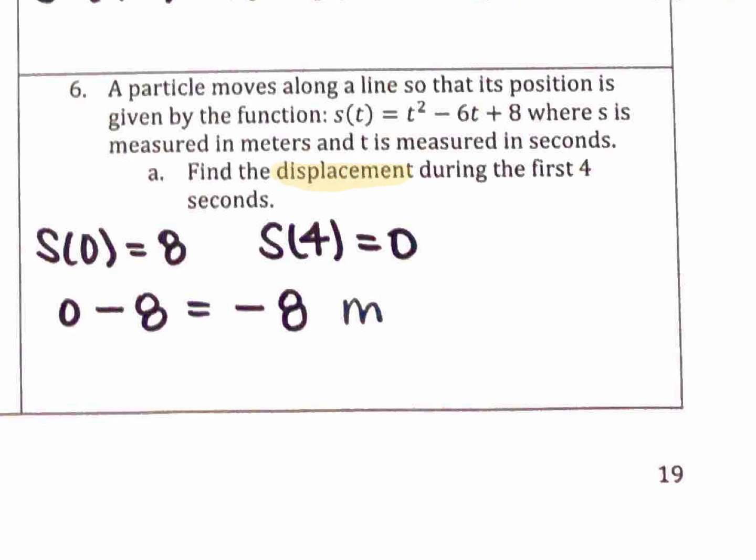So displacement is change in y values during the first 4 seconds. Well, starting value, we're at 8. After 4 seconds, we're at 0. So this thing went from 8 to 0 after 4 seconds. It decreased by 8. It went backwards. So our displacement is negative 8 meters.